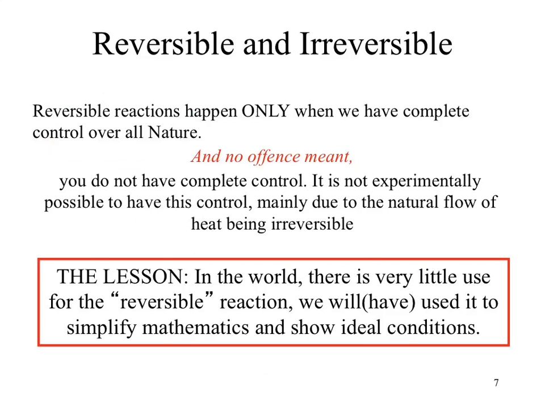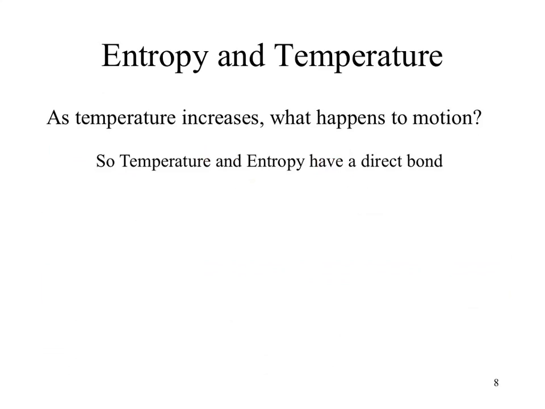The irreversible process is what happens pretty much in the whole world. Everything that we do ends up being irreversible. We can't control that heat flow, and that's what ends up resulting in everything being irreversible and our entropy always increasing throughout the universe. So as far as what we use it for, we're using it to simplify our calculations, and that's about it. Questions on the second law?